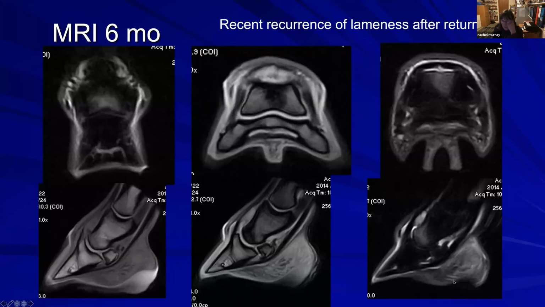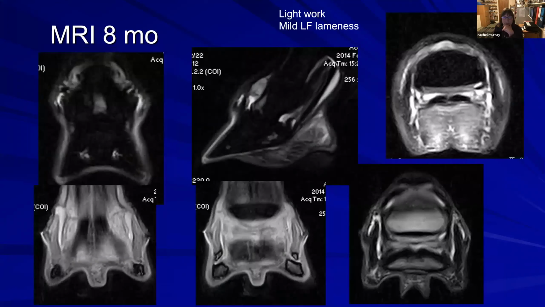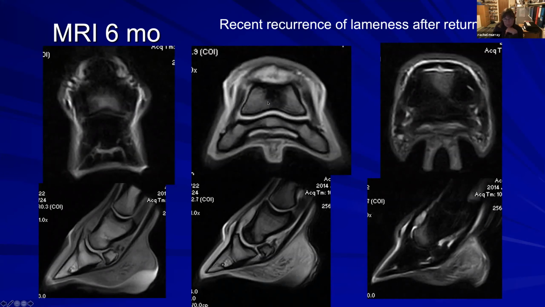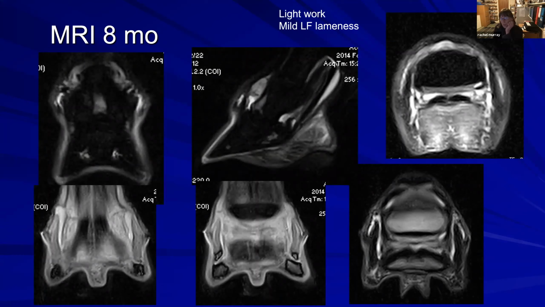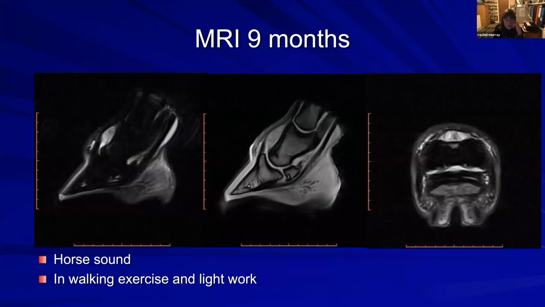So this horse originally had a podotrochlear apparatus problem, that improved, it went back into work, and now we've got bone injury in the middle phalanx. At 8 months, we've got significant improvement. It's more isolated, it's less extensive, and the horse is in light work. It's got mild lameness. By 9 months, the horse is sound in walking exercise and light work, and we can see here we've got a much smaller area of bone injury now evident.